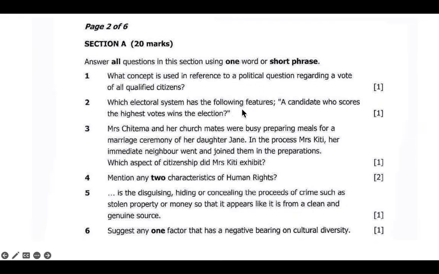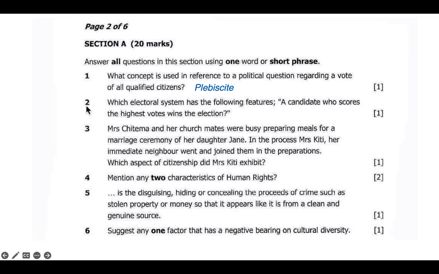So from Section A, we are given 20 marks. We are told to answer all the questions in this section using one word or short phrase. The first question is, what concept is used in reference to a political question regarding a vote of all qualified citizens? We call this a referendum, or sometimes a plebiscite. So you can say plebiscite or referendum.